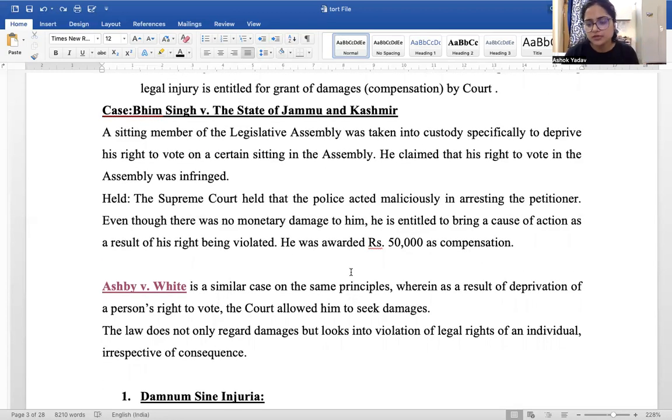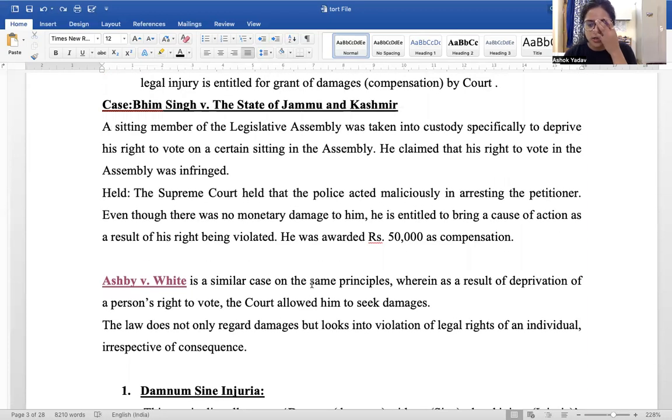See, it is our legal right to vote. We all being Indian, we all have the legal right to vote. His legal right was violated. He was deprived of casting his vote. So he claimed that his right to vote was infringed. The Supreme Court held that since his legal right was violated, even though no actual damage had occurred to him, he will still get the compensation.